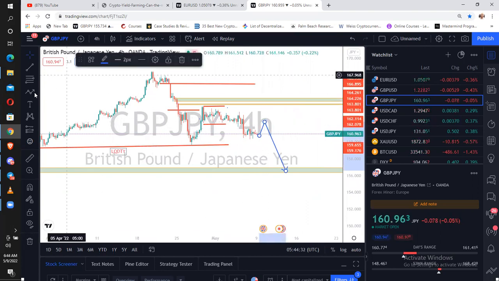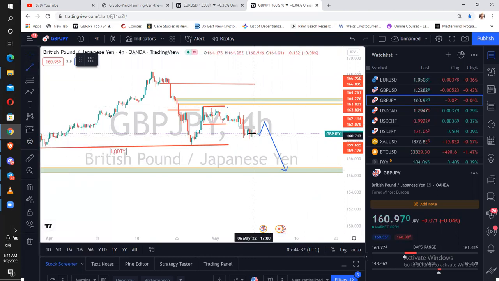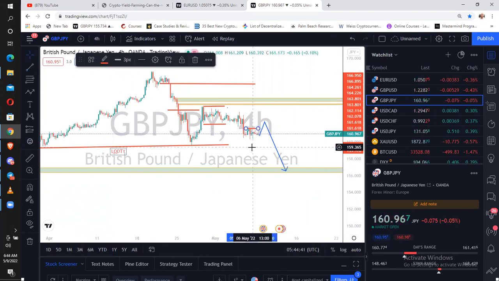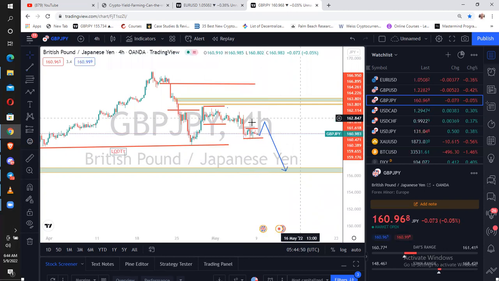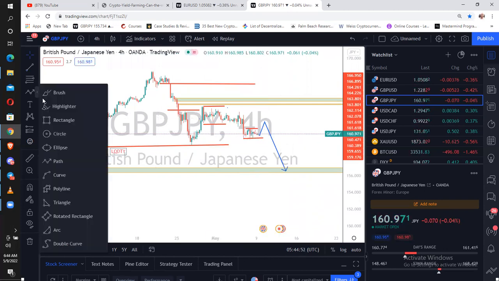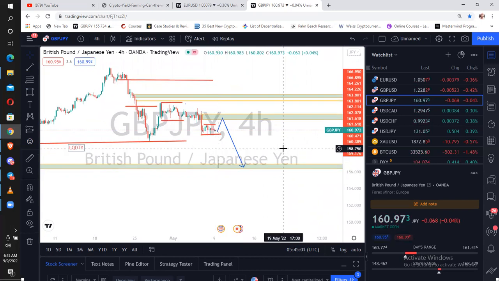Now, if you watch here, we'll have liquidity resting here. And also we'll have liquidity resting here. So I want to see them come back up into this FVG and smash down. This is what I'll be expecting in this pair.